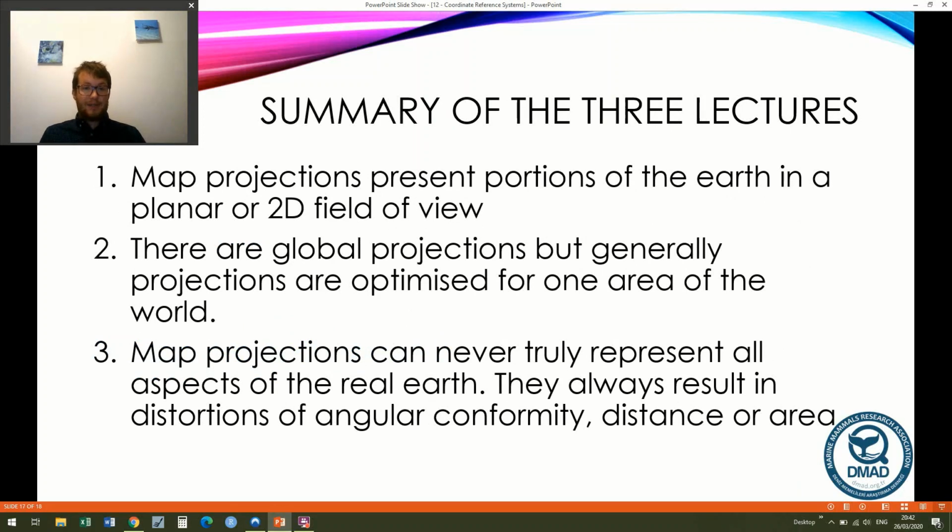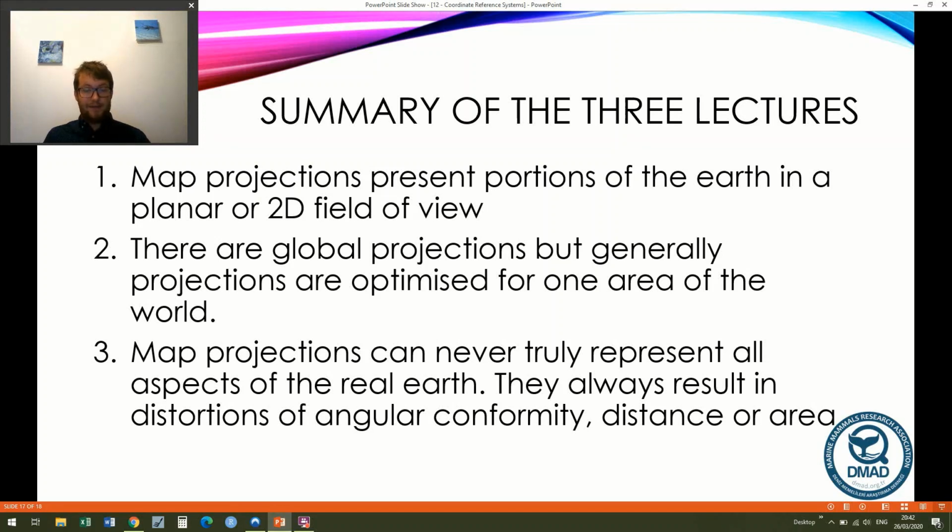So the first is that map projections present portions of the Earth in a planar or 2D field of view. That is, map projections take our spherical Earth and transfer it to a 2D flat piece of paper or computer screen, however you want to view it. There are global projections, but generally these projections are optimized for one area of the world. So a projection for Somalia would have really big distortions by the time we reached Asia or Europe, in one of the ways that we talked about in the last lecture, whether that's distance, angular conformity, or area.